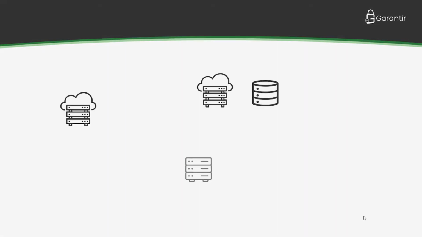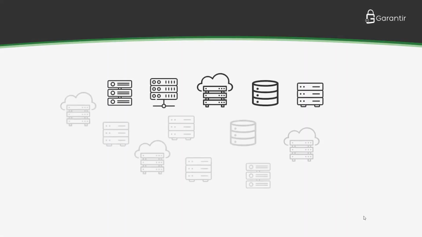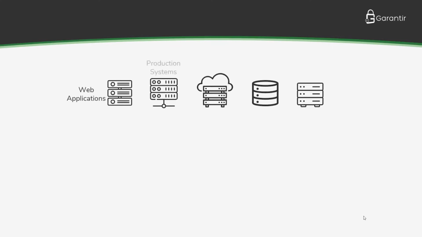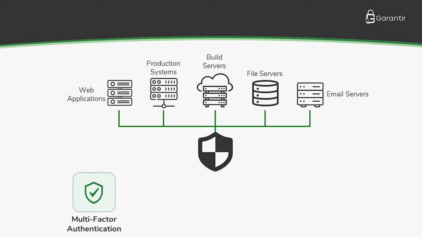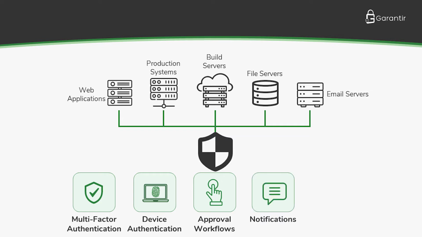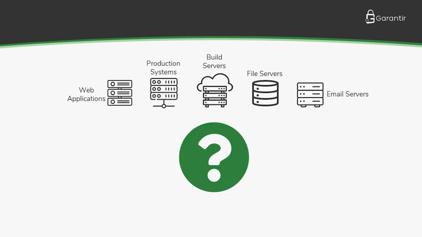Consider all of the different types of resources you need to protect: internal web applications, production systems, DevOps tools, sensitive files, and email, to name a few. Ideally, the enterprise would be able to centrally manage access to all of these resources, establishing policy from a single interface with the option to enforce a variety of security controls, like multi-factor authentication, device authentication, and approval workflows, as needed. How can you achieve this outcome?